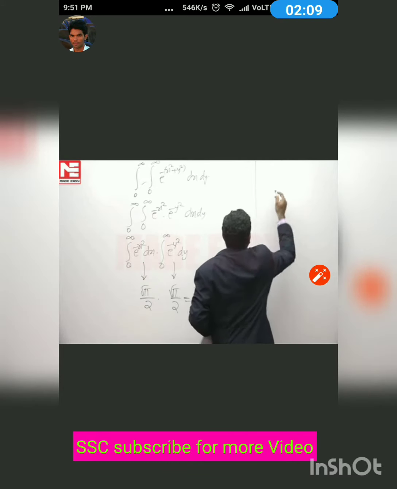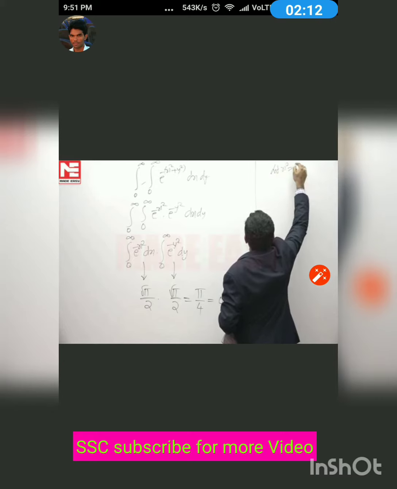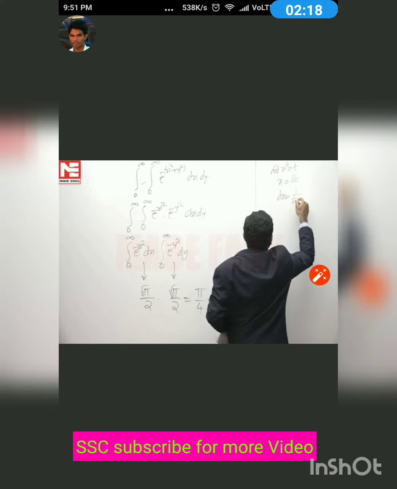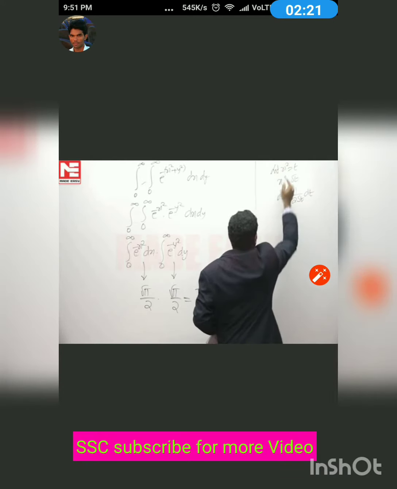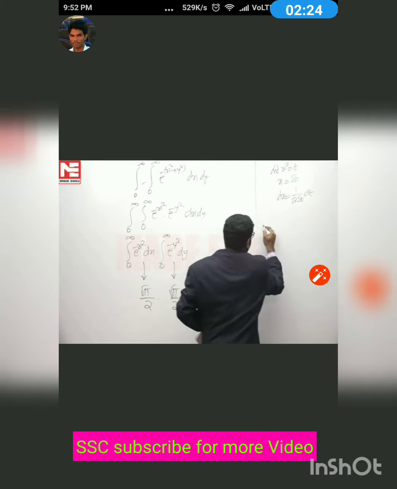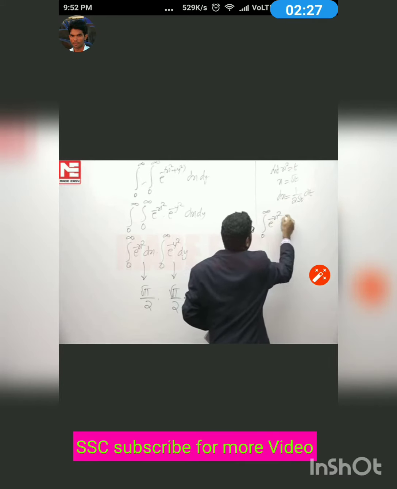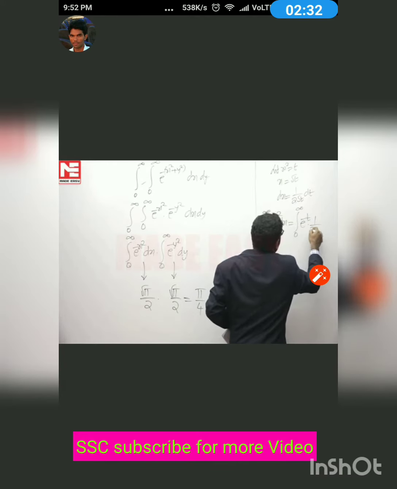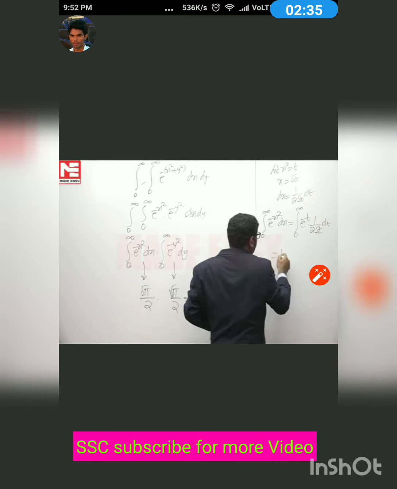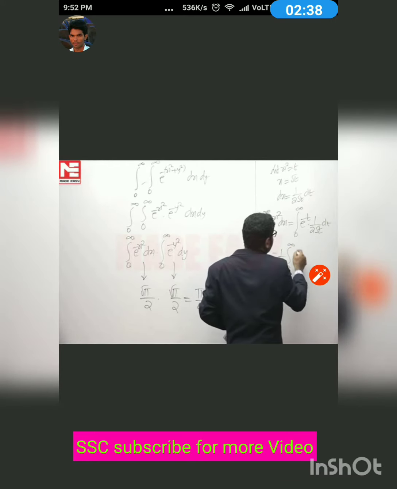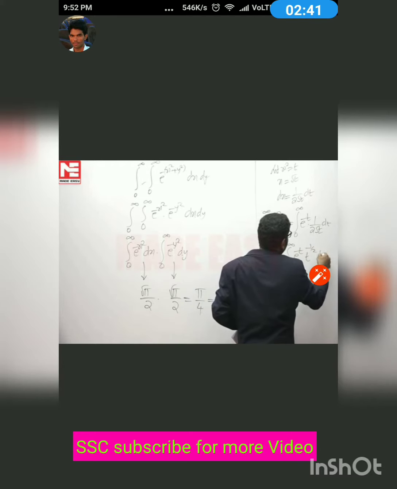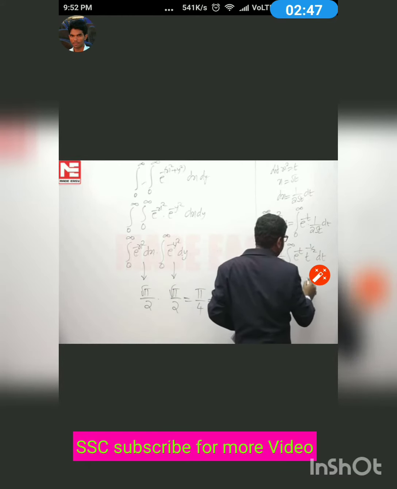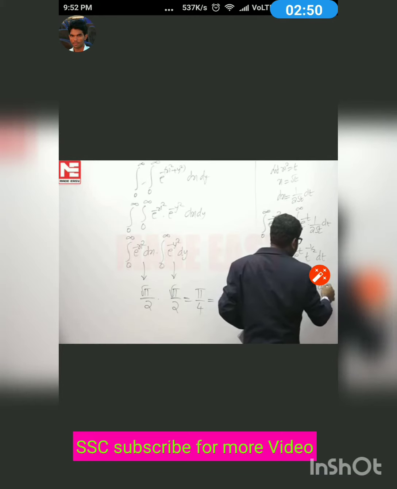I am explaining here. Let us take x square as t, so x is root t, and dx is 1 by 2 root t dt. When x is 0, t is 0. When x is infinite, t is infinite. The integral from 0 to infinity of e to the power minus x square dx can be written as the integral from 0 to infinity of e to the power minus t times 1 by 2 root t dt. That is 1 by 2 times the integral from 0 to infinity of e to the power minus t times t to the power minus 1 by 2 dt, which is 1 by 2 times the integral of e to the power minus t times t to the power (1 by 2 minus 1) dt.